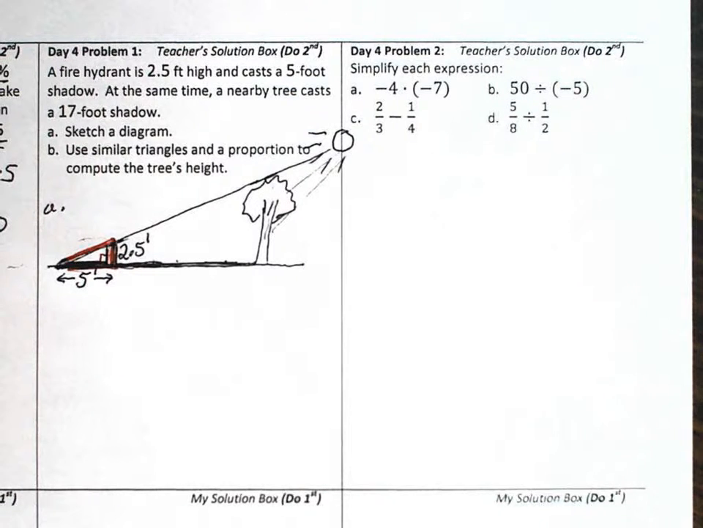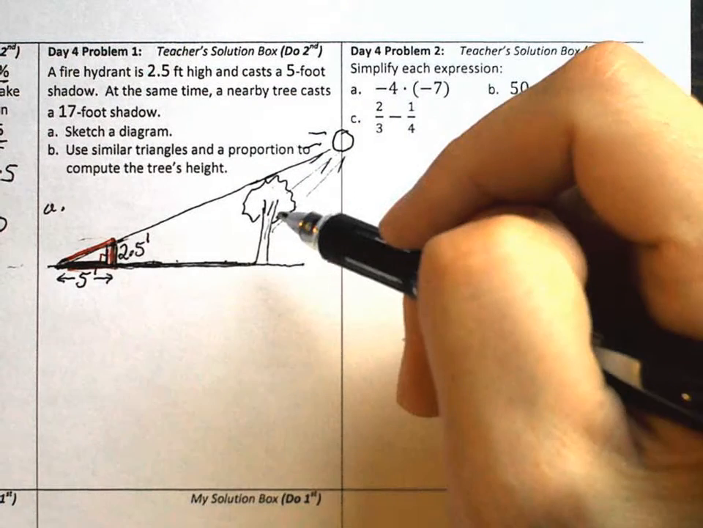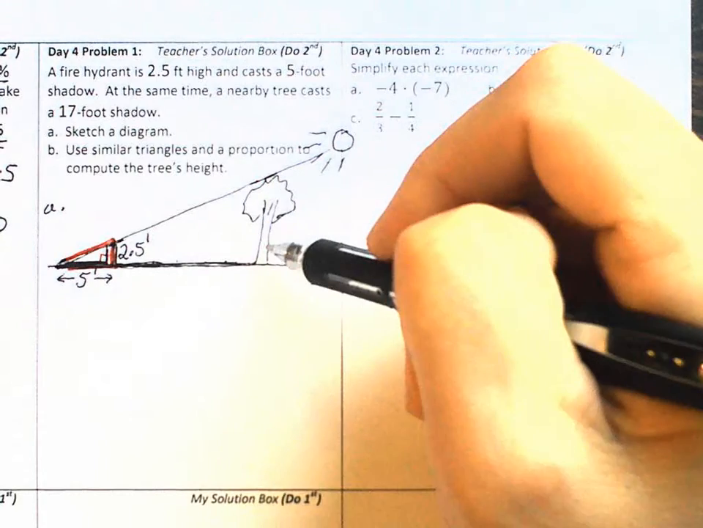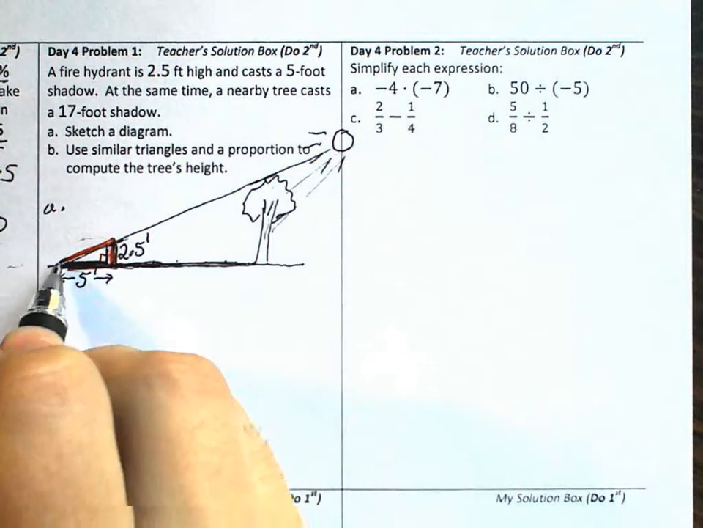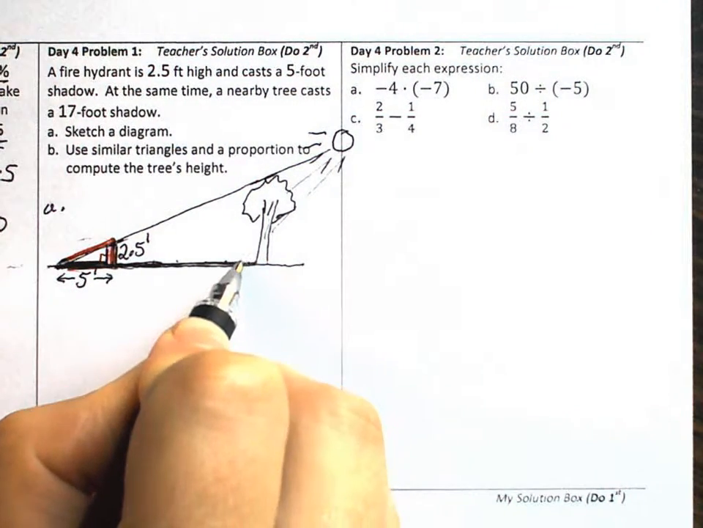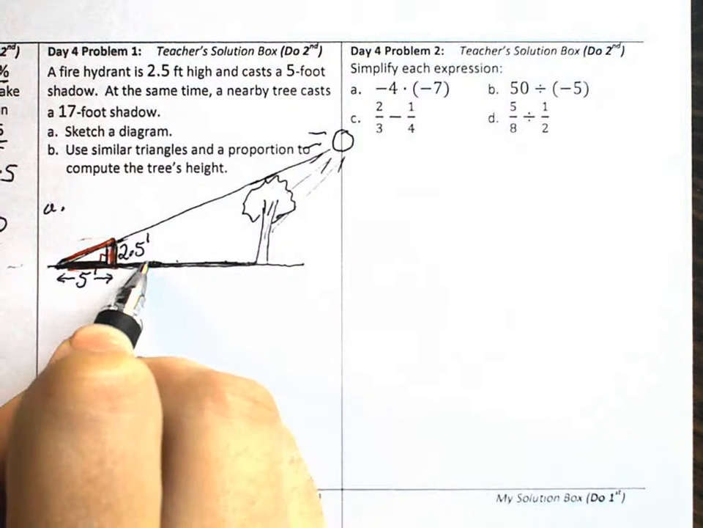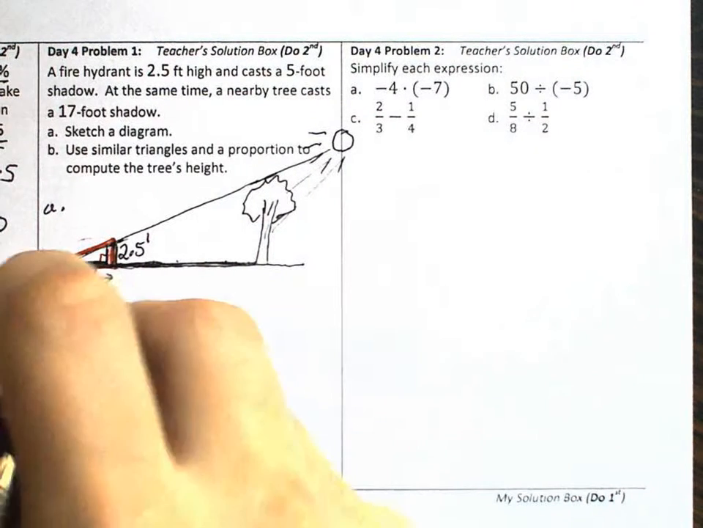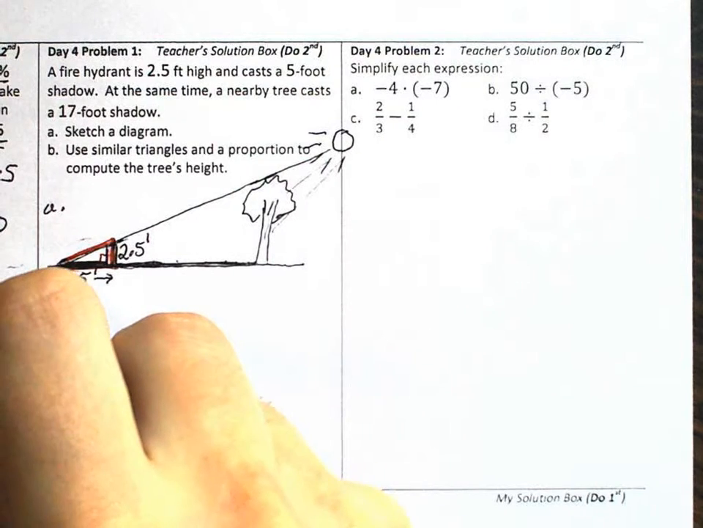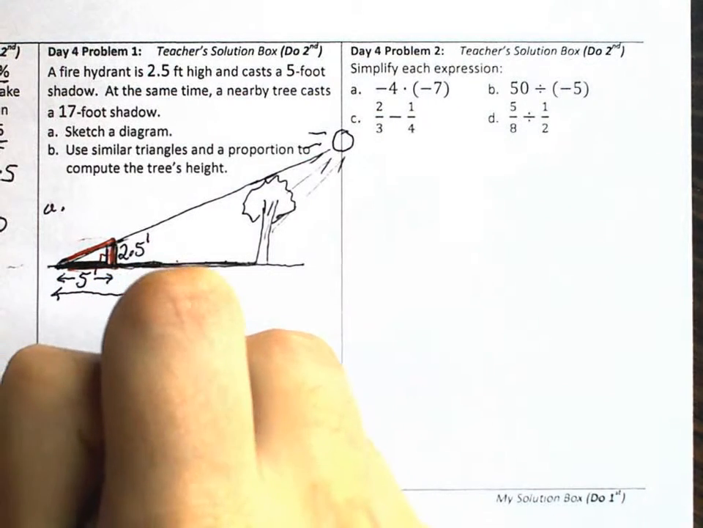Now let's focus our attention on the tree. We're told that the shadow of the tree is 17 feet. So from the base of the tree, all this dark area on the ground, all the way to here is the shadow of the tree. So across there, that's 17 feet.